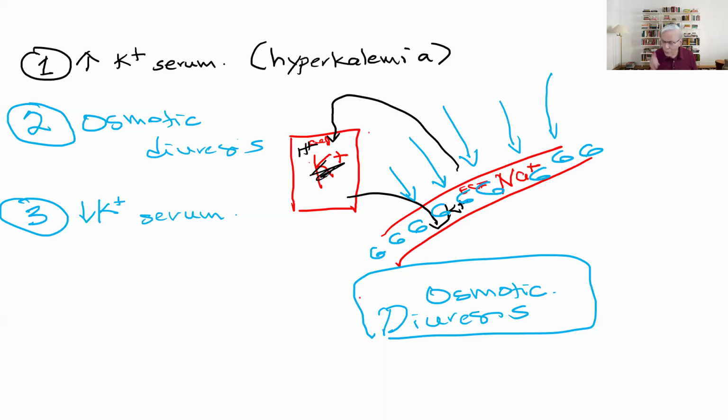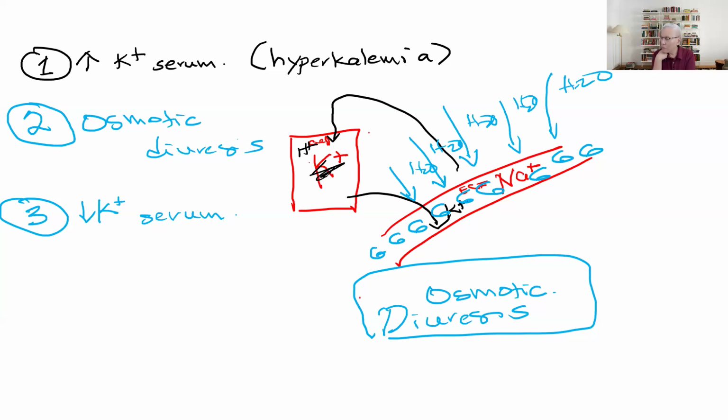Excellent. All right. Now, look at my drawing now. And I said these blue things represent water. This water is going to go into the vascular space. Where is this water coming from?